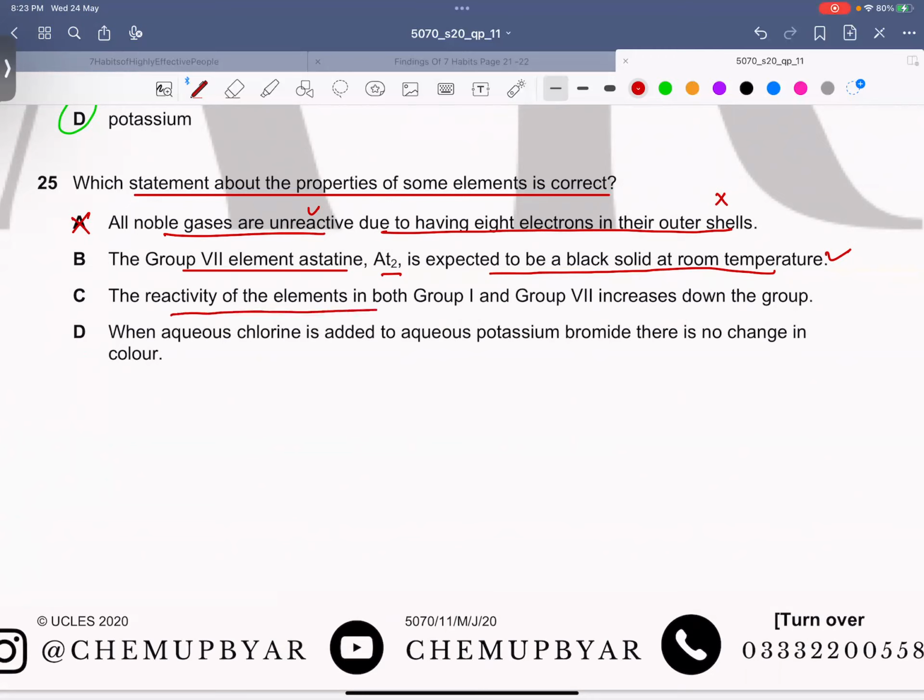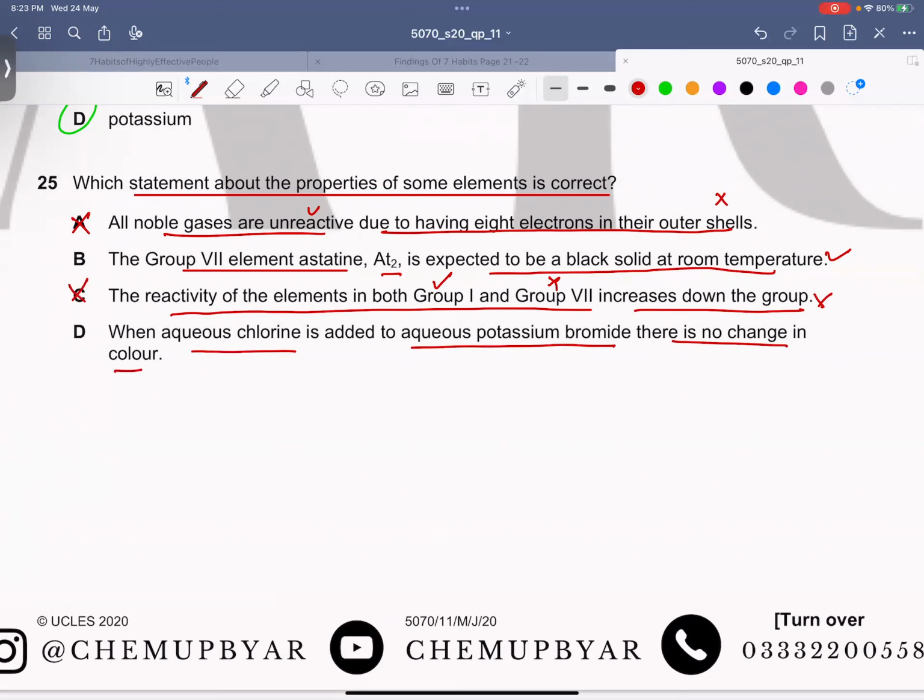The reactivity of elements in both group 1 and group 7 increases down the group. Wrong. For group 1 it is correct. For group 1, down the group reactivity increases, but for group 7 the reactivity decreases. So C goes wrong. When aqueous chlorine is added to aqueous potassium bromide, there is no change in color.